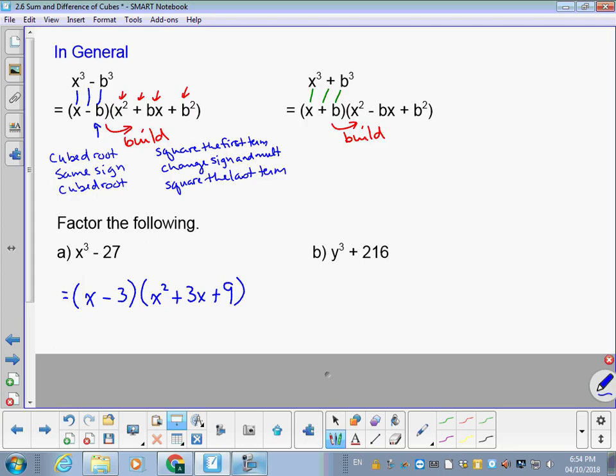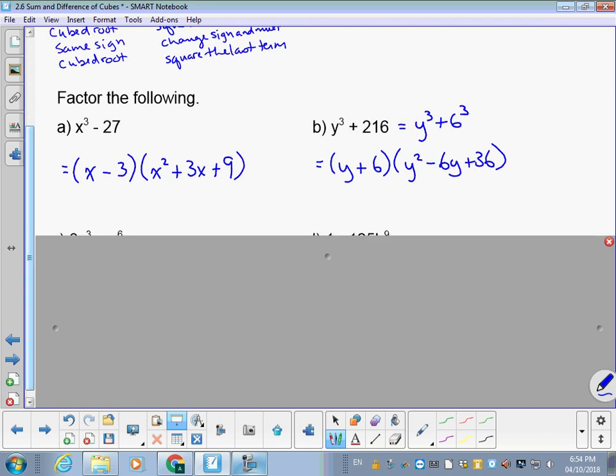Try the next one. You're looking at it going 216, are you kidding me? I'm telling you, this is a cubed situation, so play around. We, in our list, had up to 5 cubed is 125. Grab a calculator, try 6 cubed. Hey, that's what we needed. So this is y cubed plus 6 cubed. So it is cubed root, same sign, cubed root. Now use this to build the next one. Square the first term, change the sign, multiply them together, and square the last term. And there are no numbers that multiply to positive 36 and add to negative 6, so odds are we've done it correctly.